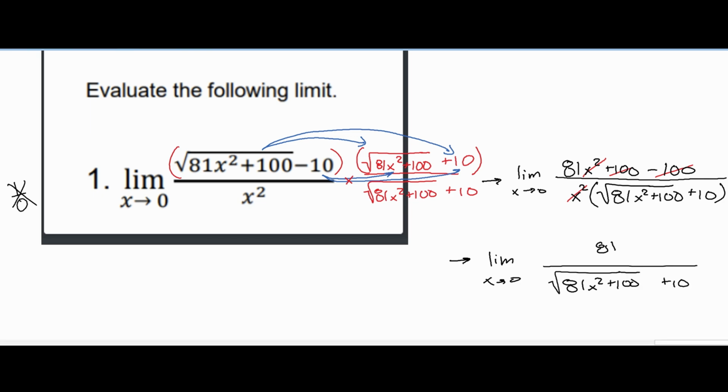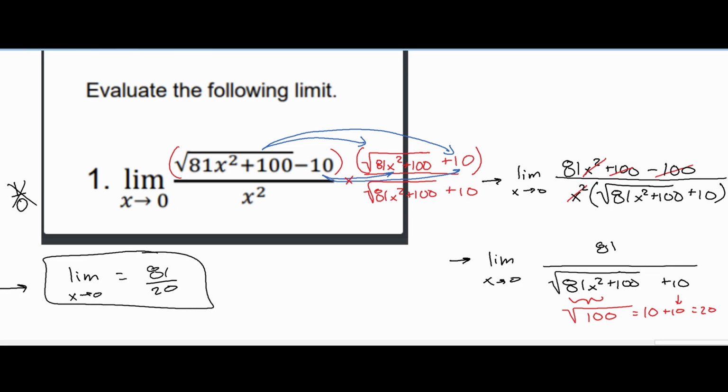We know that our x is 0. Let's try plugging it in here to see if it works. If we plug in x is 0 for here, we're going to get the square root of 0 plus 100, or just 100. Square root of 100 is just 10, so we're going to have 10 plus 10. This gives us 20. That means that the limit as x approaches 0 is equal to 81, which is our numerator, divided by our denominator, which is 20. And that is how you would evaluate the following limit, and those are some steps to evaluate any limit.